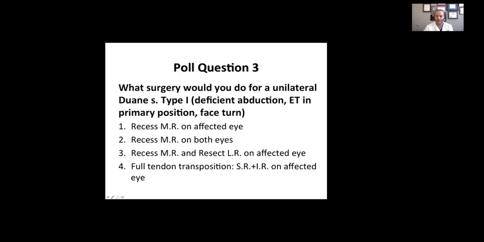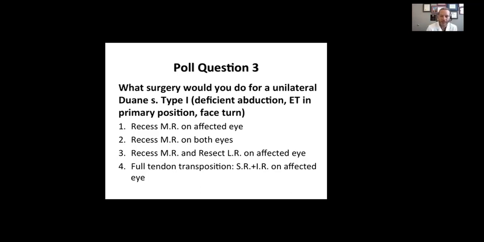All right, and let me share the results of that with you. All right, and again, we have a diversity of answers here. Most of you would recess the medial rectus on the affected eye. And frankly, I think that's the easiest and probably safest thing to do. Another nice percentage would do these bilateral medial rectus recessions, and we're going to talk about that because this, particularly if done asymmetrically, can be a nice technique.